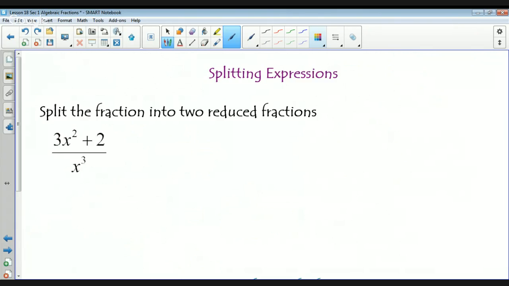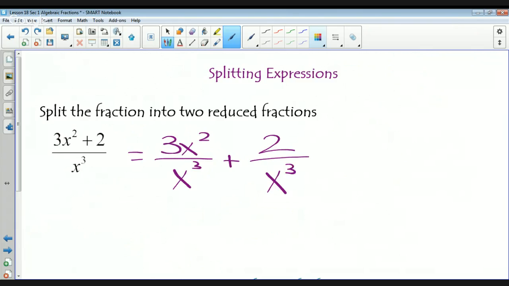Go for it, Joey. 3x squared over x cubed, okay? Plus 2 over x cubed. Fabulous. See that common denominator? However, I want you to split it into two reduced fractions. I'm leading you up to partial fraction decomposition. These are baby steps, so just simplify. Can you simplify anything?